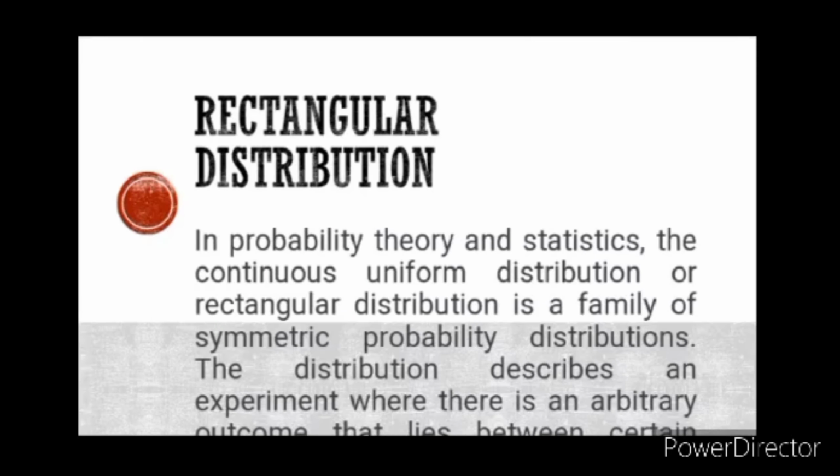Last slide, rectangular distribution. In probability theory and statistics, the continuous uniform distribution or rectangular distribution is a family of symmetric probability distributions. The distribution describes an experiment where there is an arbitrary outcome that lies between certain bounds. So, in rectangular distribution, this is where all the outcomes are equally likely to occur.